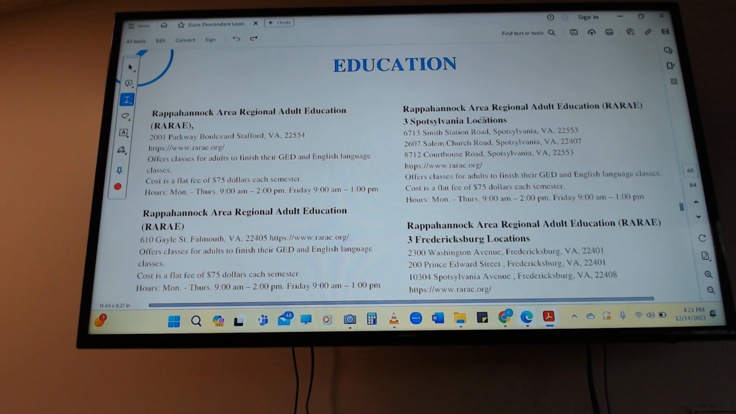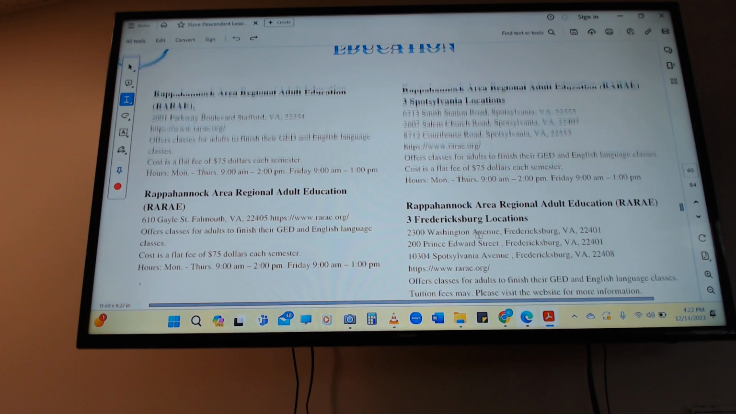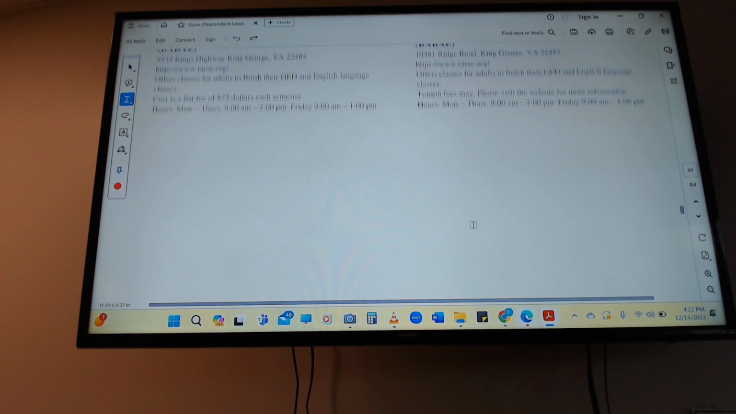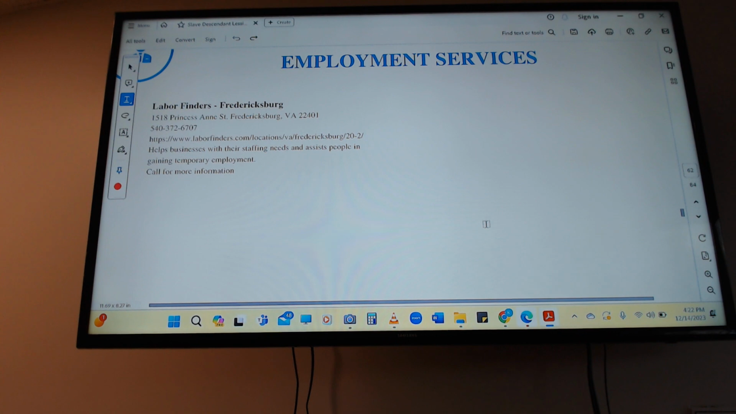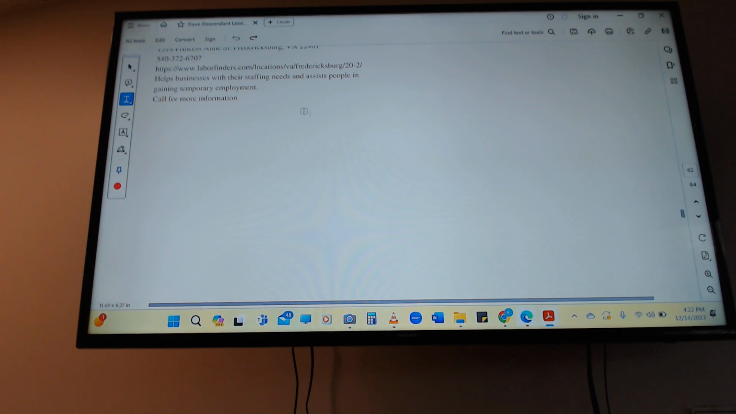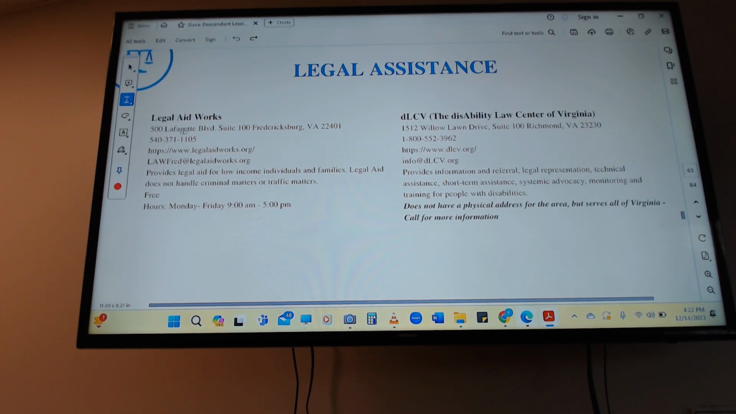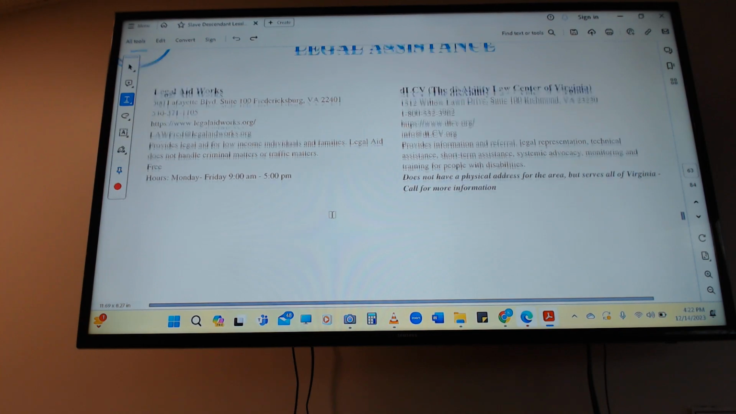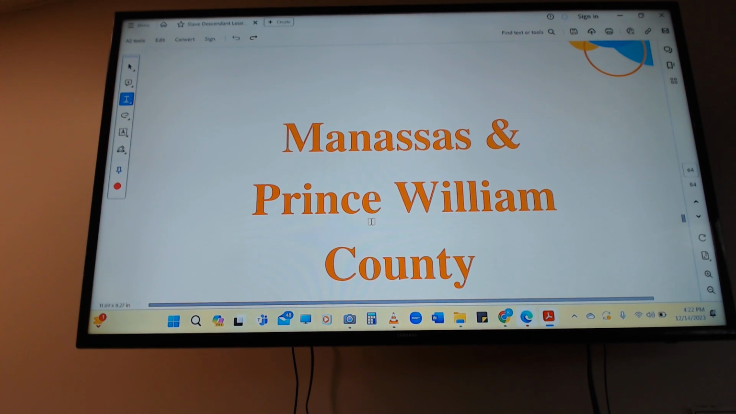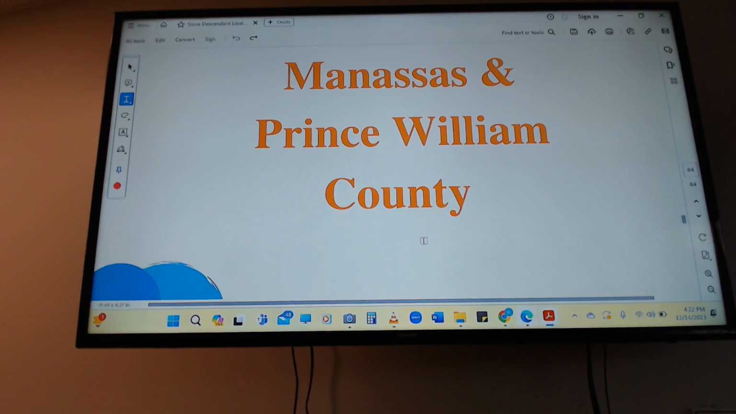Now, go over here. They got everything. Rappomatics. Okay? Create your own book. Employment services. See, they set aside just to help people. This is not the employment office. Legal aid works. Disability Law Center. And then I went to the bottom here. Here's Manassas, Prince William County. Okay?